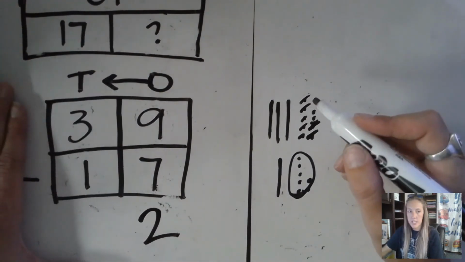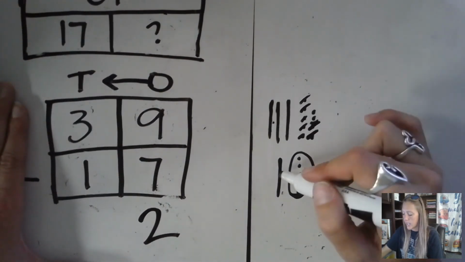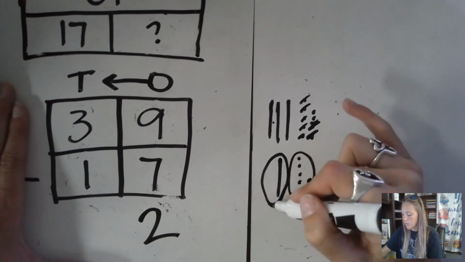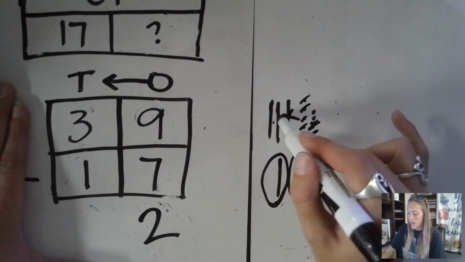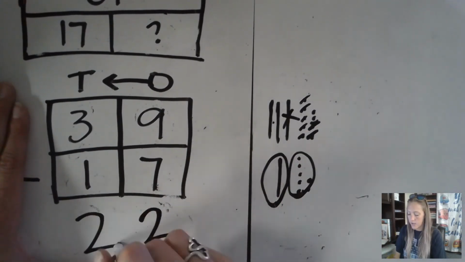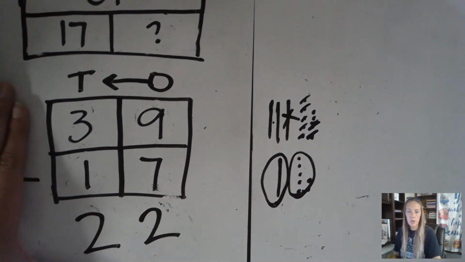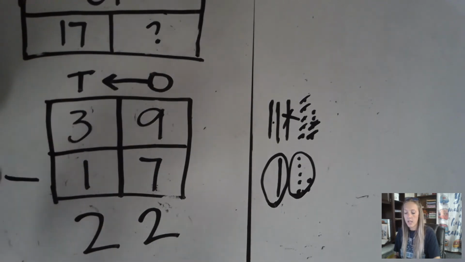Then we move on to the tens place. I have 3 tens minus 1 ten. So I'm going to subtract this 1. And I have 2 tens left. 22. 39 minus 17 is 22. I hope that was better.